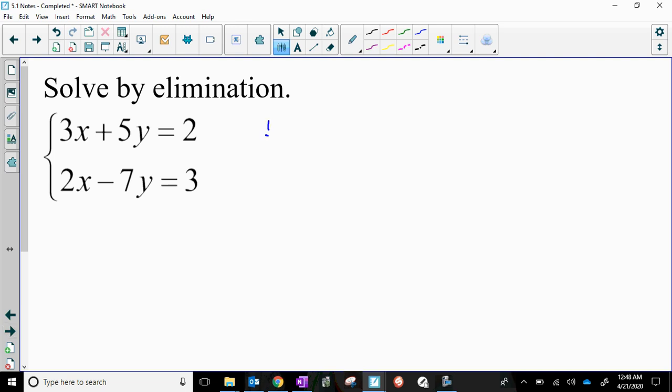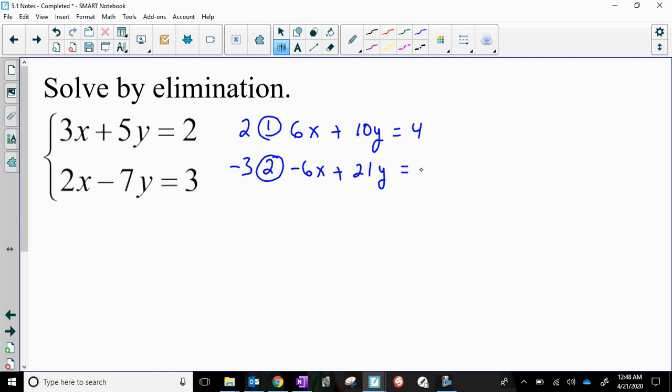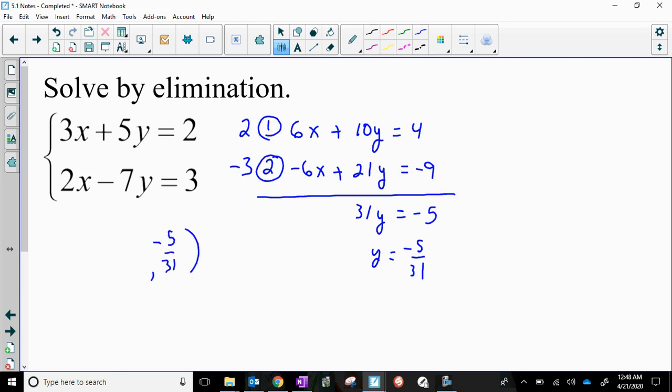So first thing I'm going to do is get rid of x. I'm going to times the first equation by 2, and times the second equation by -3. That way I can get opposites in front of my x. And then I end up with what? 31y equals -5. And just like the last time I did this problem, the y is still -5/31. So I know the second half of my ordered solution.